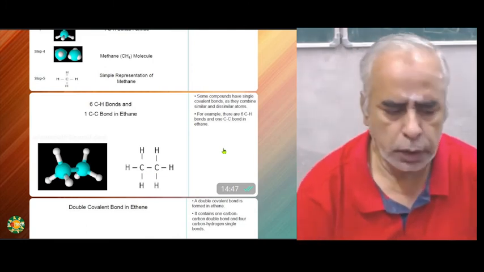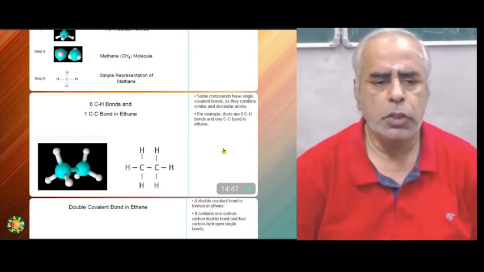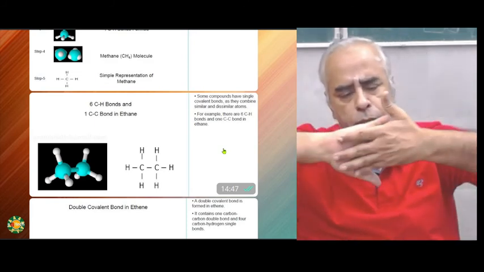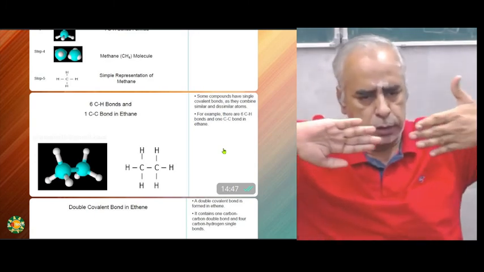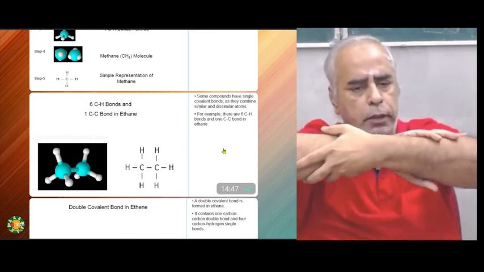There are actually 2 types of bond. I want to explain this one. One is called a sigma bond. Sigma bond will be developed because of linear overlapping of orbitals like this. So look at my hands, they linearly overlap like this.